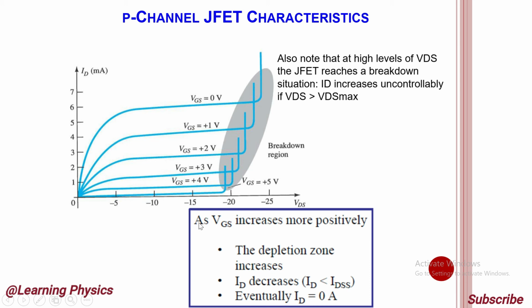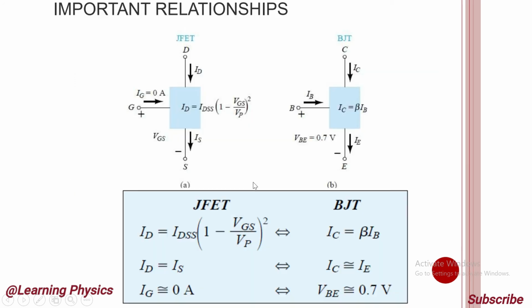As VGS increases more positively, the depletion region increases and the channel becomes narrow. In this situation, ID decreases, and after this ID becomes zero when we cross the pinch off voltage. VGS here is a positive 5 volts, and this is the pinch off voltage to turn off the device. And these are the most important relations for the JFET.